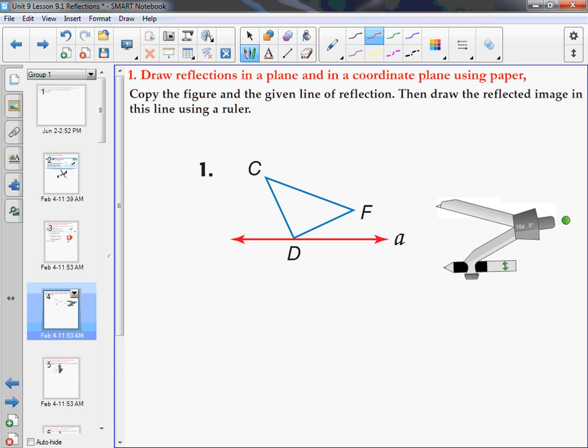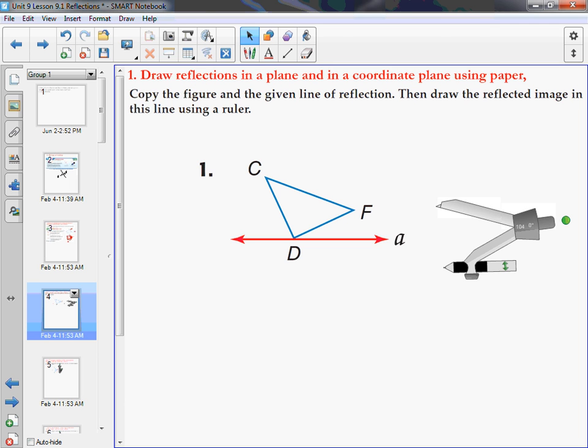Make yourself a horizontal line of reflection, call it line A, and then I'll show you what to do from there. Notice that it's okay. You can put point D on the line of reflection. D will be easy to reflect. All right, so once you get your figure drawn on your paper, stop. Let's do this first one together. All right. Everybody's got this?